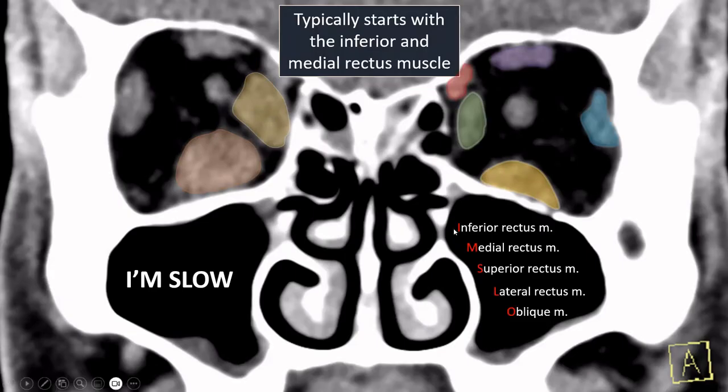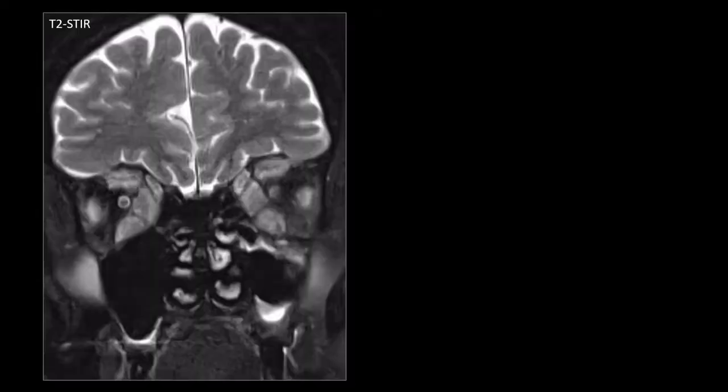And if you look at the first letter of each of those muscles, you get "I'm slow." And "I'm slow" is a mnemonic to help you memorize the order in which extraocular muscles tend to enlarge, or the frequency in which they are enlarged in thyroid eye disease.